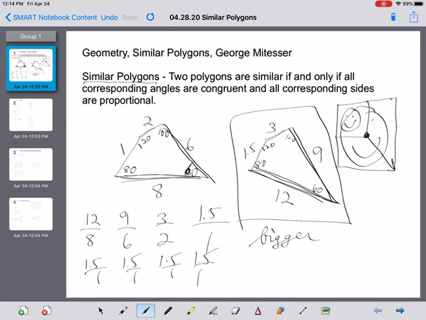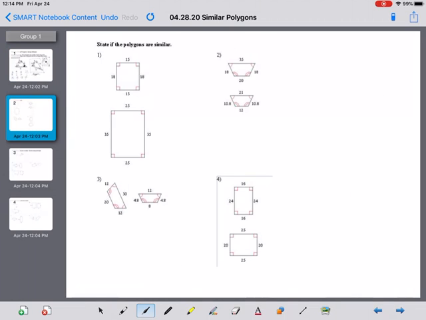So if I said, are these similar or not, you check, are the corresponding angles congruent? And then are the corresponding sides in the same proportion? So we'll look at some examples here. State whether the polygons are similar. And in today's exercises, you're going to click yes or no, Y or N.